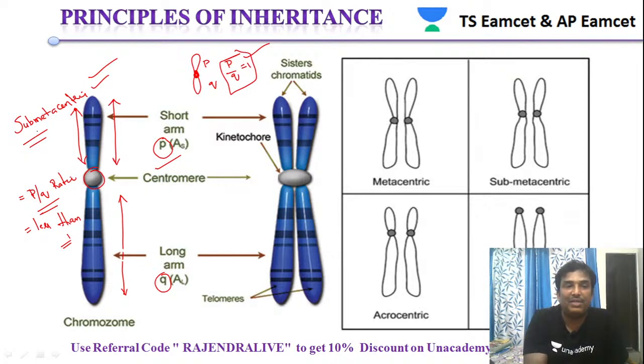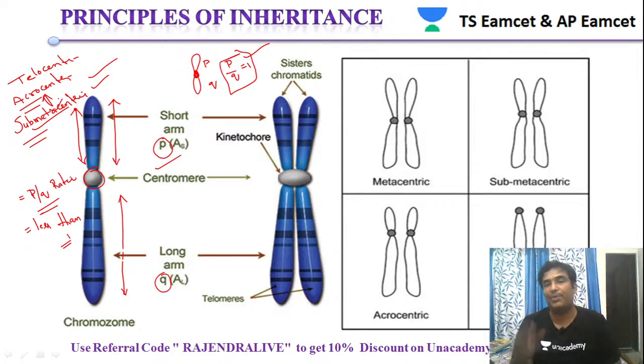But if it is a submetacentric chromosome, or an acrocentric chromosome, or in the case of a telocentric chromosome also, you will have P by Q values less than 1, especially in acrocentric and submetacentric. So the P by Q value will be less than 1. That is the most important thing we should remember.